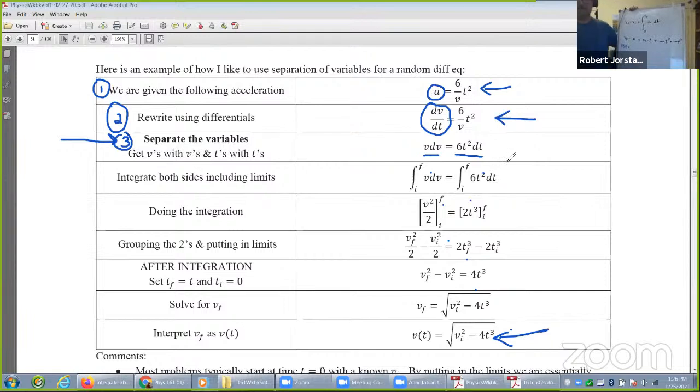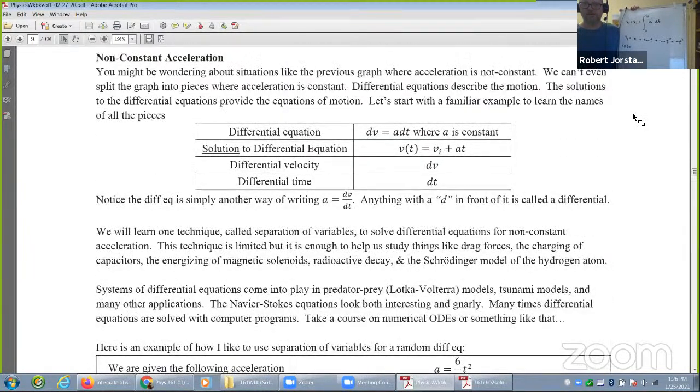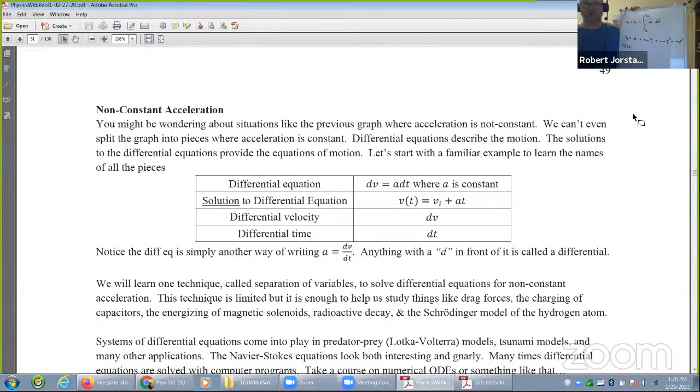Now, separating the variables is one technique that works for some differential equations. This does not work for all differential equations, but I just wanted to show you how you would handle this, if you were curious. And this is on page 49 in the workbook, if you're curious. Sorry, I forgot to say that at the start, 49.